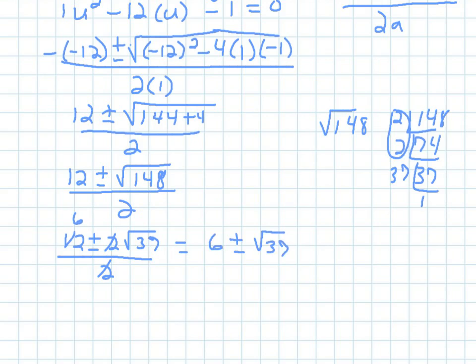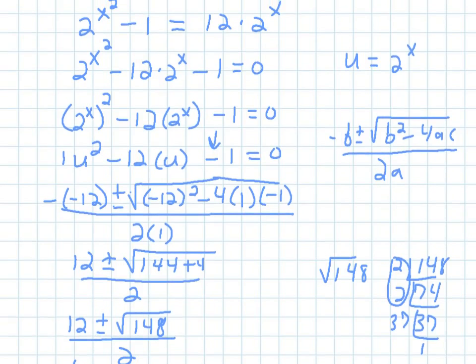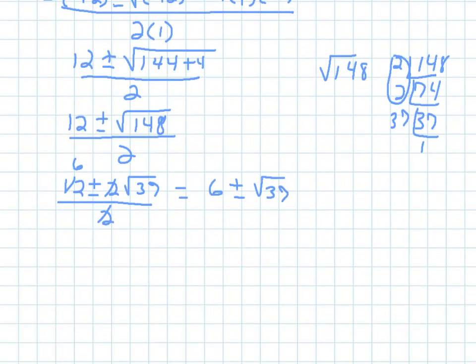Now we got to go back and remember, what does that equal? That equals u, which equals 2 to the x power. So what we really have is 2 to the x equals 6 plus or minus the square root of 37. Now we'll need to take the ln of both sides.